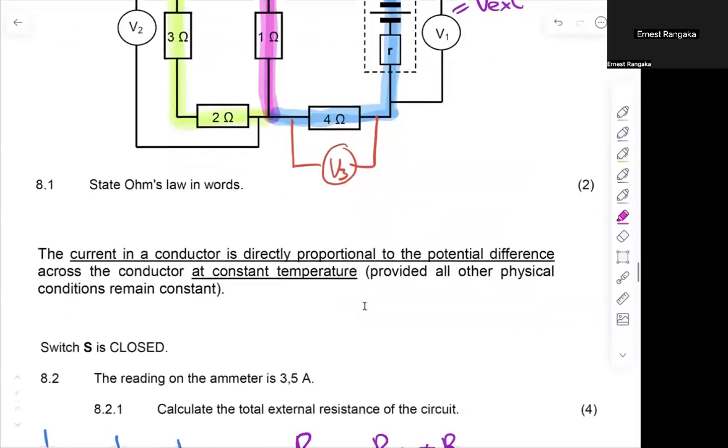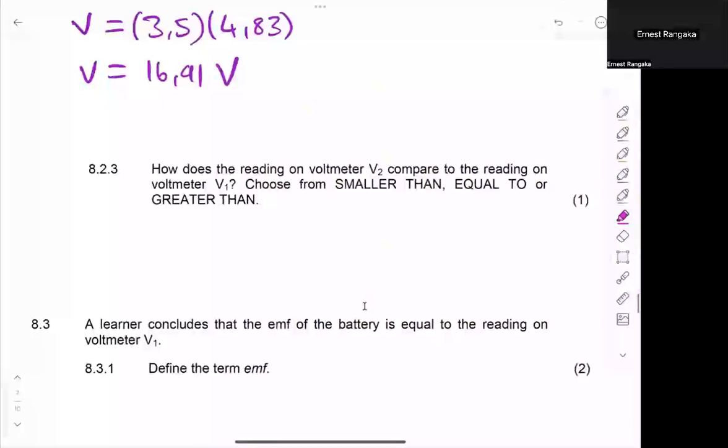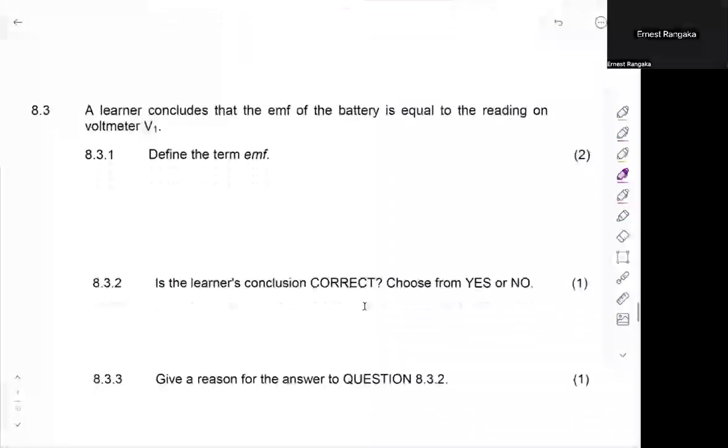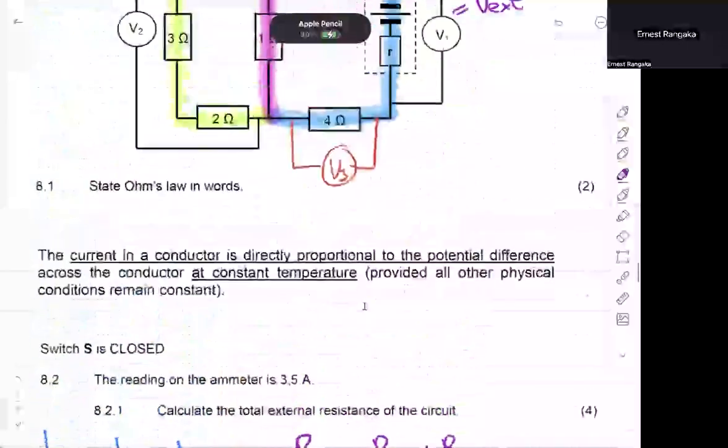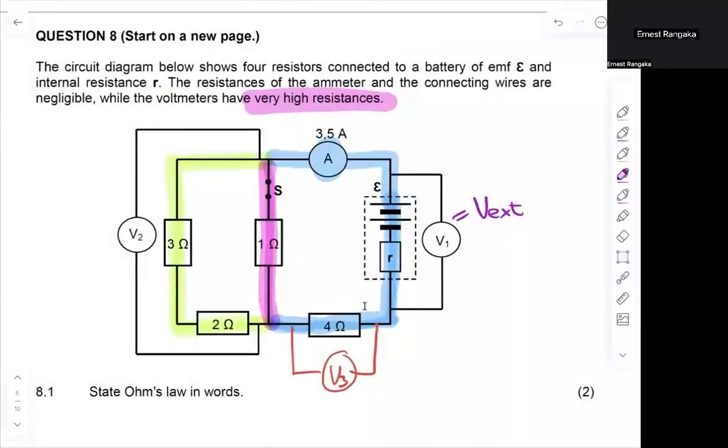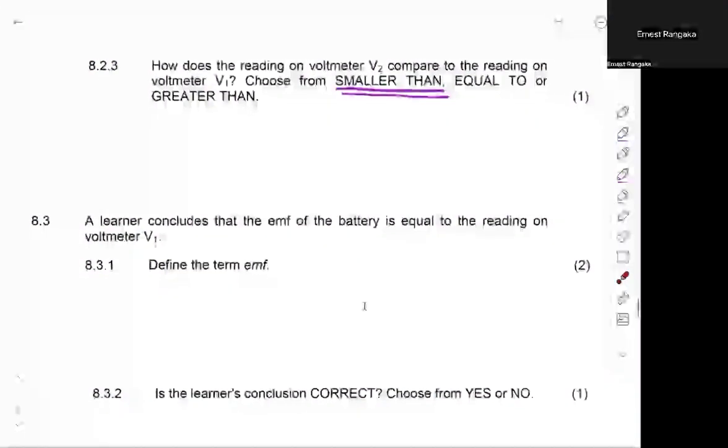Okay. Let's quickly go down here. So the answer we had here was smaller than. I'm going to just underline it instead of rewriting it. This is our correct answer, smaller than. Okay, 8.3. A learner concludes that the EMF of the battery is equal to the reading on voltmeter V1. So they're saying that the EMF of the battery is equal to voltmeter V1, right? Then the question is going to ask us about that.